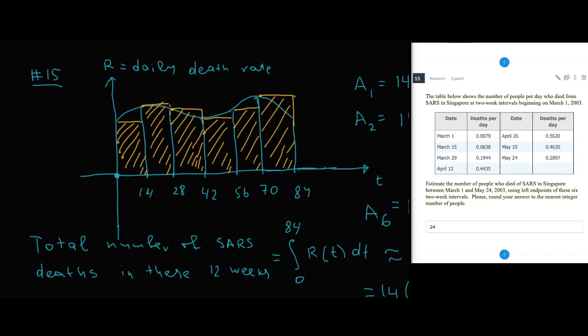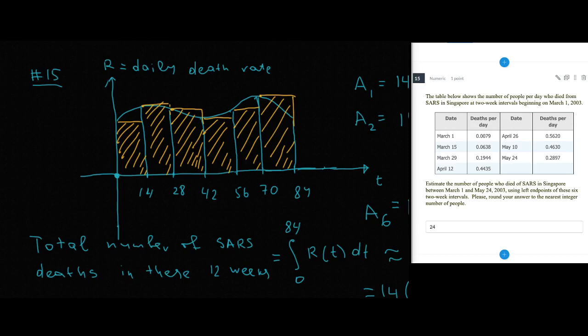So first of all, let's recall how we could calculate the total number of deaths in any time interval, and in particular in this time interval, given the death rate. The general principle which we use for this is the fundamental theorem of calculus, which says that the total change in some quantity over time can be found by integrating the rate of change of that quantity with respect to time over that time interval.